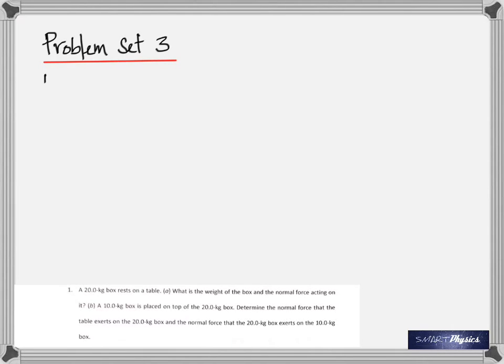Okay, this is a problem set on Newton's laws. And here is the first problem. On the screen, we'll read together. A 20 kilogram box rests on a table. What's the weight of the box?